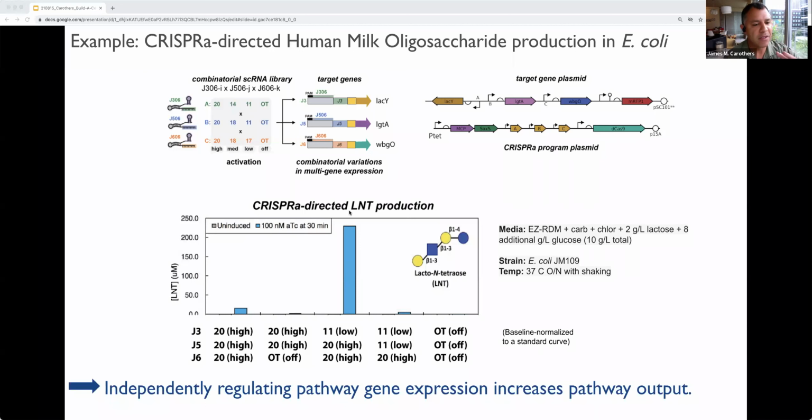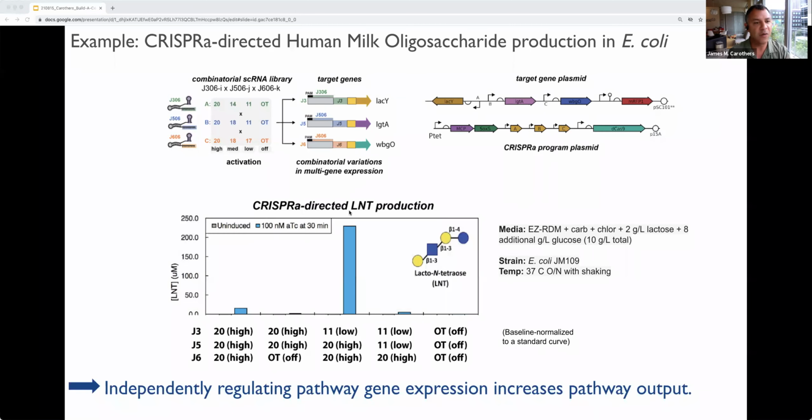So anyway, what we're doing here is driving the expression of three heterologous genes under the control of the J3, J5, J6 CRISPR activation promoters. So the same promoters in scRNA pairs that I showed you with the fluorescent protein expression. And now what you can see from this, let's call it a focused library, a subset of all the possible scRNA library designs, is that we can generate significant amounts of this lacto-N-tetraose, so LNT, that's the desired compound.